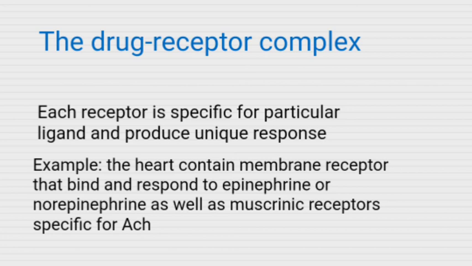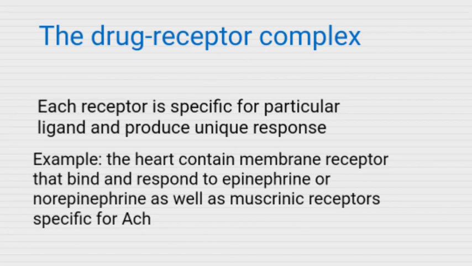This concept is closely related to the formation of a complex between enzyme and substrate, and antigen and antibody. A cell has different types of receptors, each of which is specific for a particular ligand and produces a unique response. For example, the heart contains a membrane receptor that binds and responds to epinephrine or norepinephrine, as well as muscarinic receptors specific for acetylcholine. These receptors dynamically interact to control the heart's vital function.